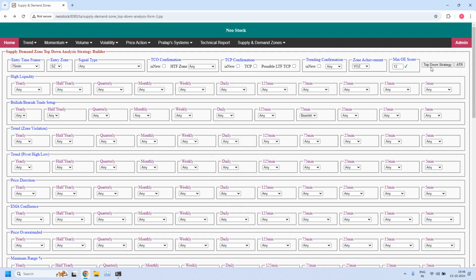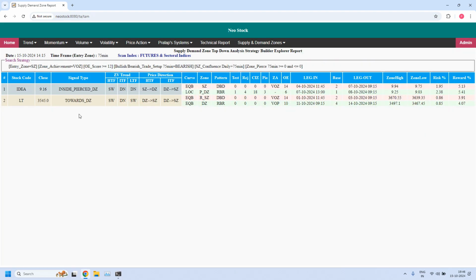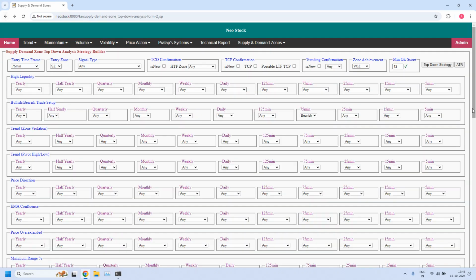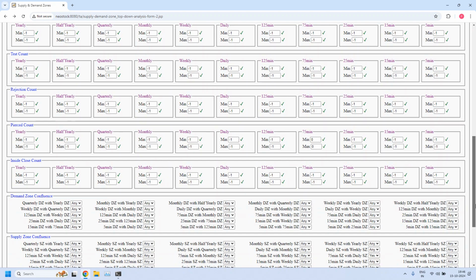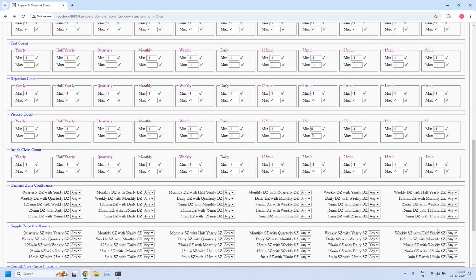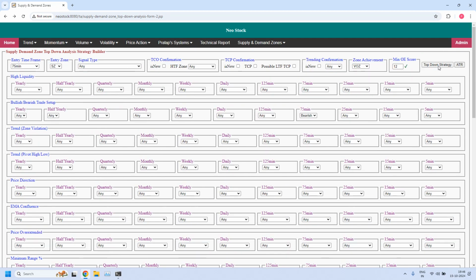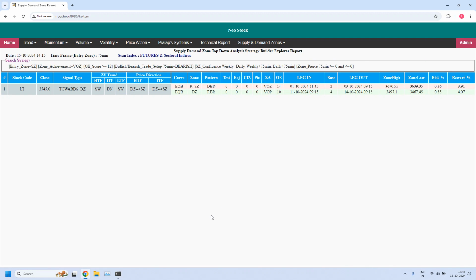Now, without EMA confluence, earlier we got these two stocks, right? Now let's verify whether any of these stocks even have HTF confluence. In the supply zone confluence, we should enable 3 filters. Already one filter is enabled, that is 75 minute supply zone with daily supply zone. Next I am enabling 75 minute supply zone with weekly supply zone, and also daily supply zone with weekly supply zone. With all the 3 filters for LTF, ITF, HTF confluence, we got one stock filtered.